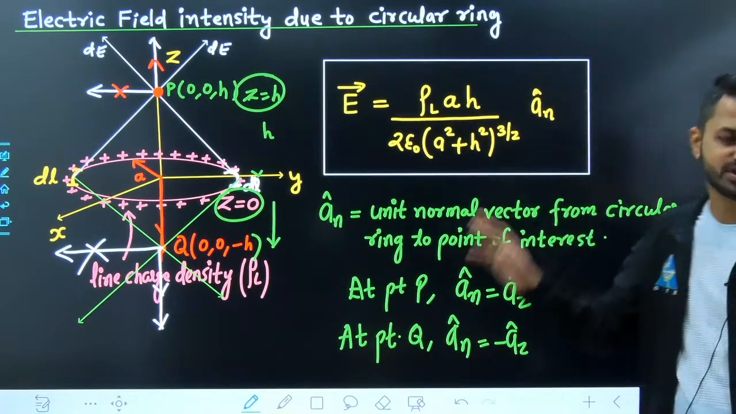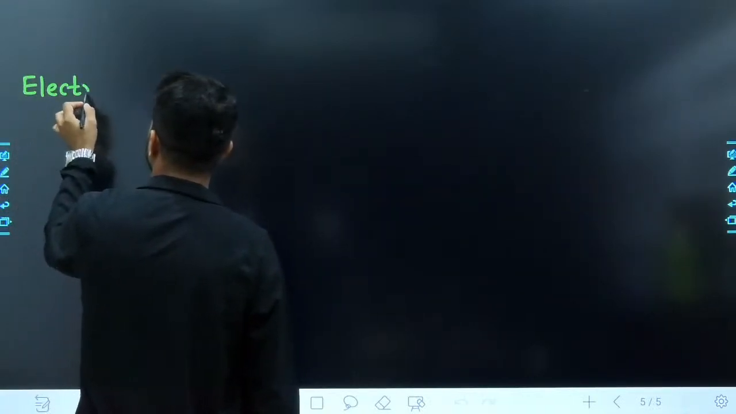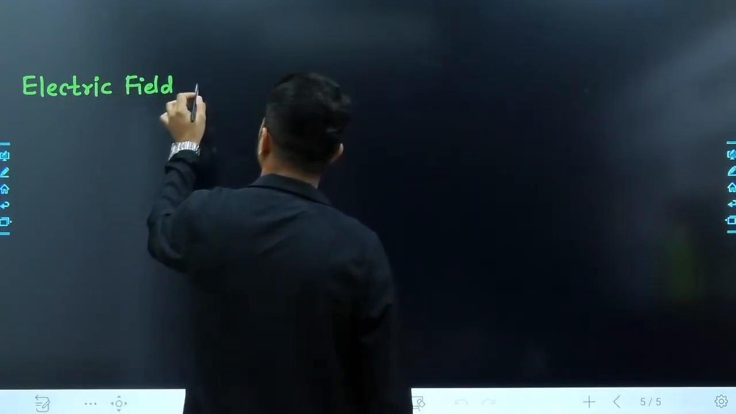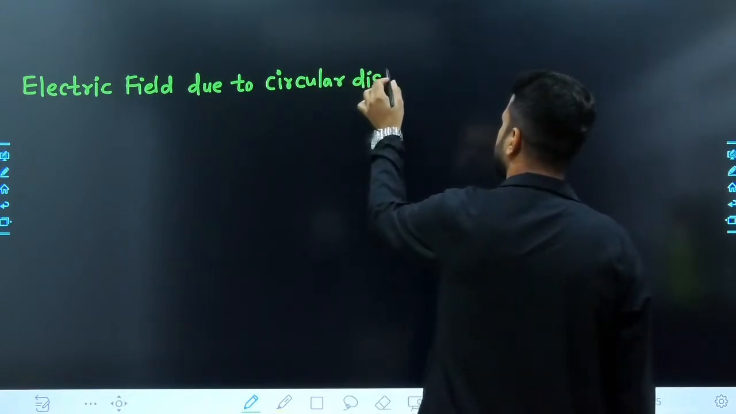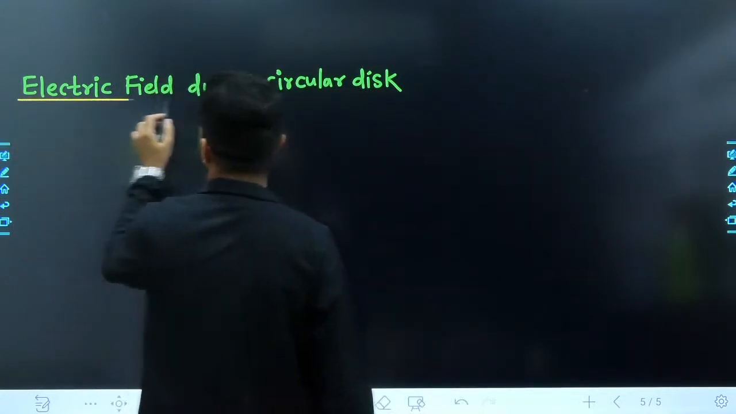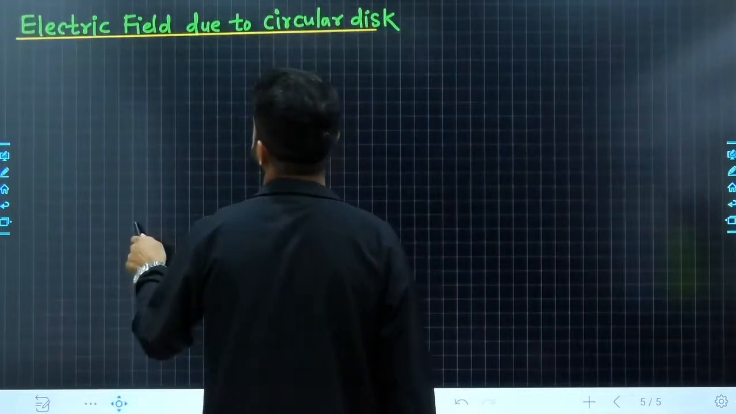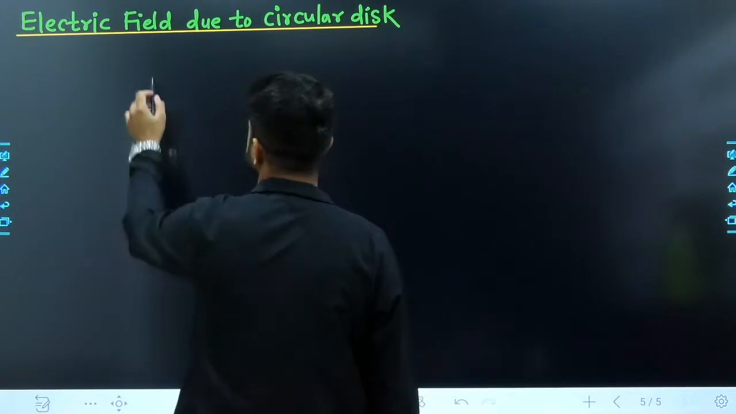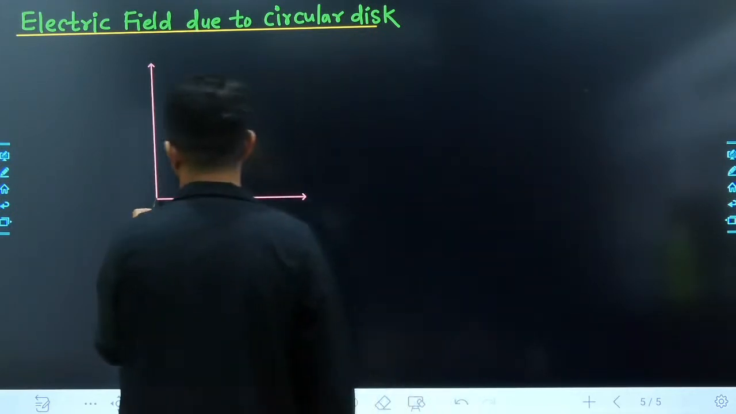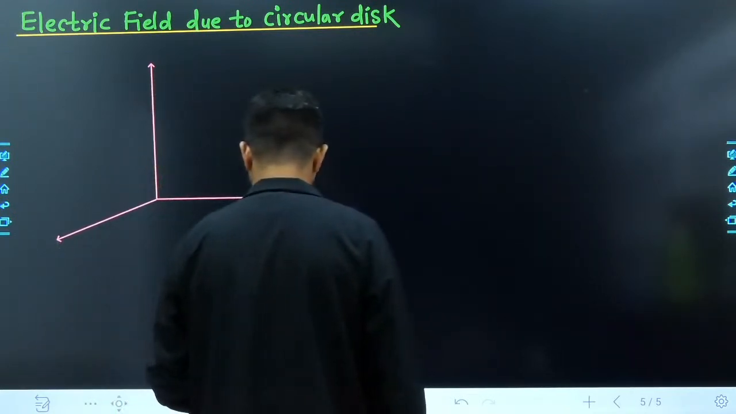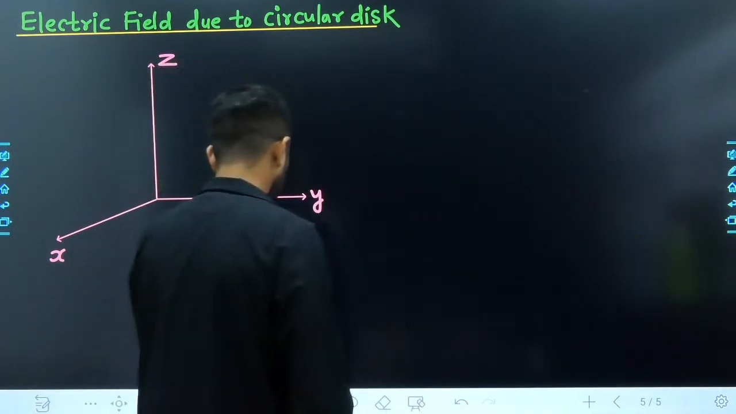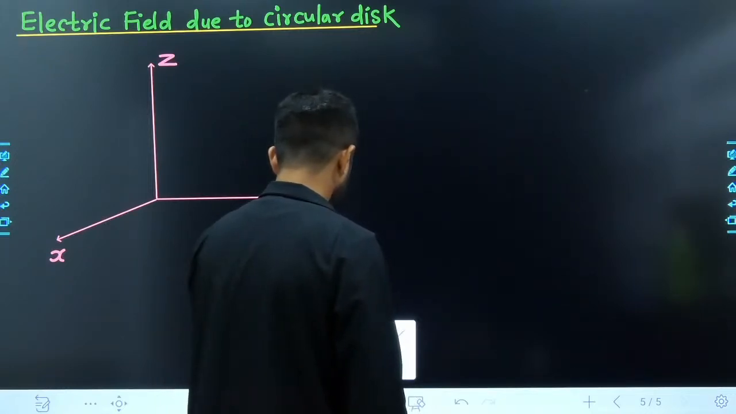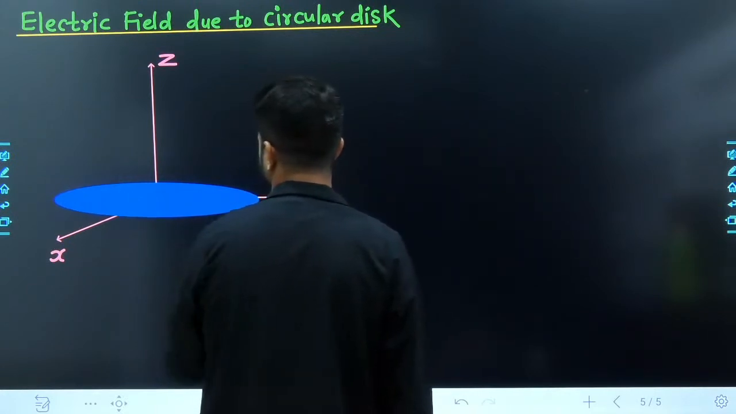Okay, so this is the electric field due to a circular ring. Now, the third one is the electric field due to a circular disc. So now the disc is placed like this. This is how the disc is placed.